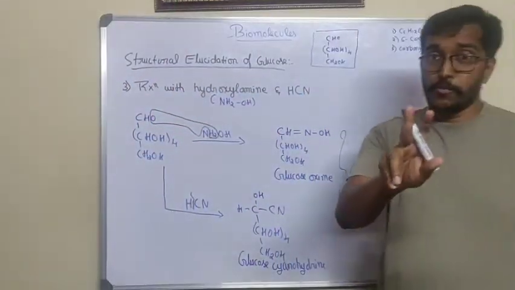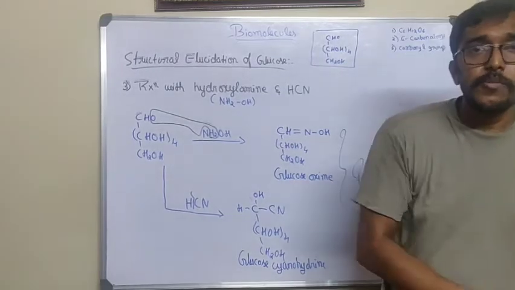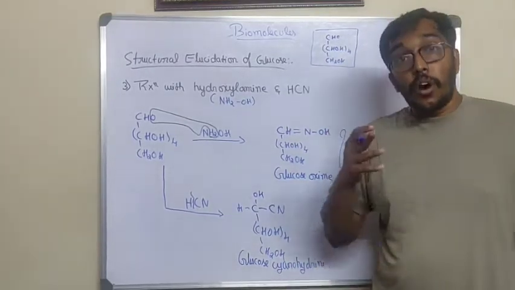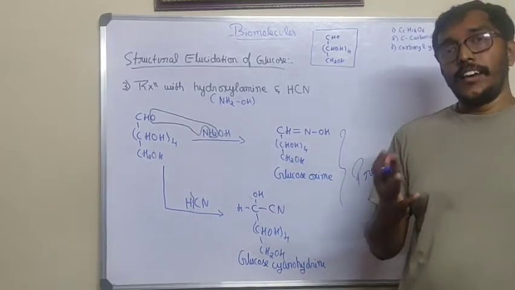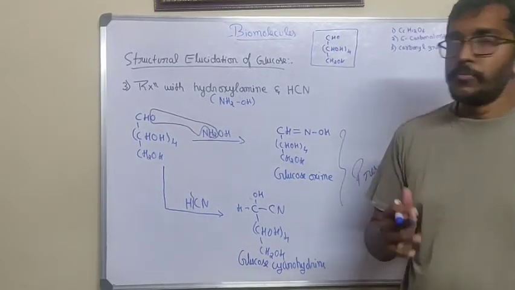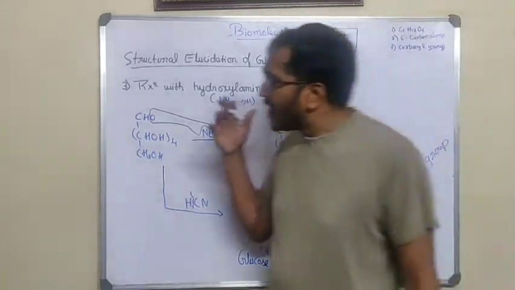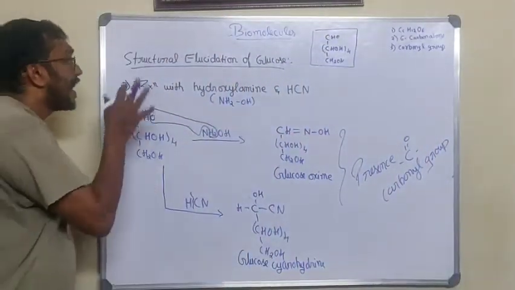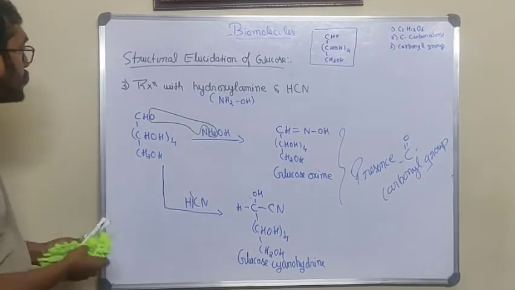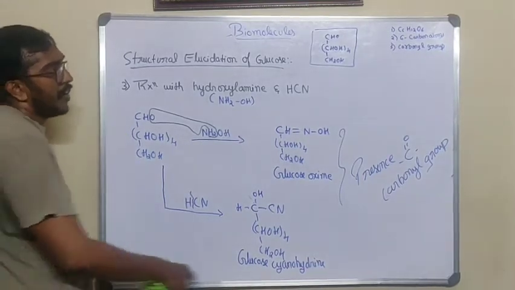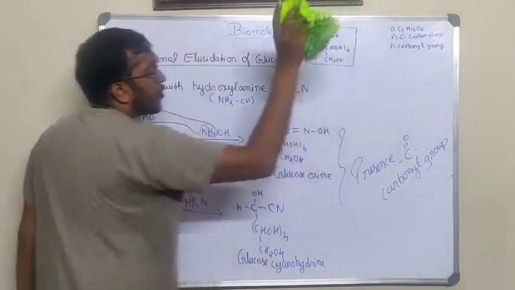So now we have two options: it should be an aldehyde group, or it should be a ketone group. How are we going to check whether glucose contains an aldehyde group or a ketone group? We are going to confirm it in the next one. Hope you have copied this. I am going to start with the fourth point. This is the third point: the presence of a carbonyl group.